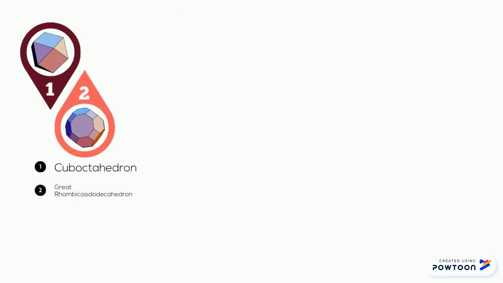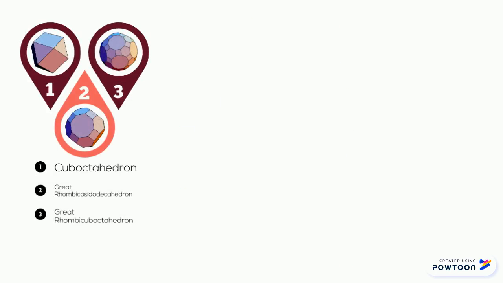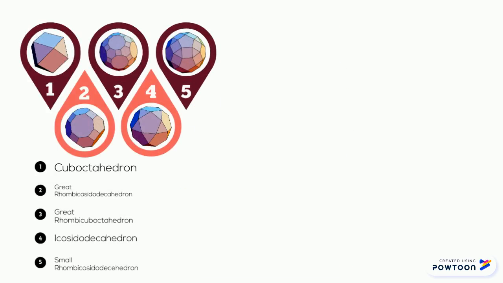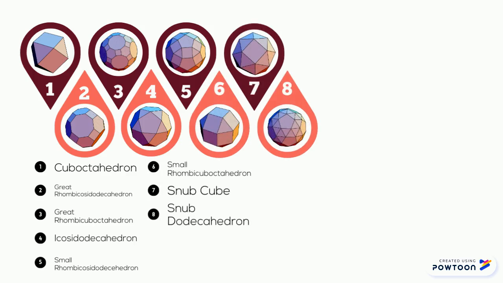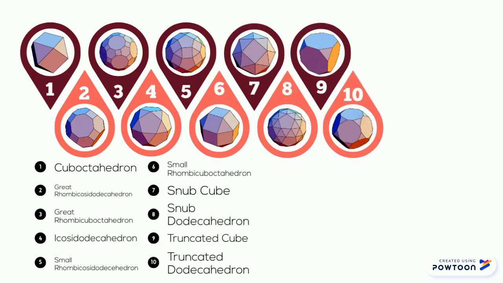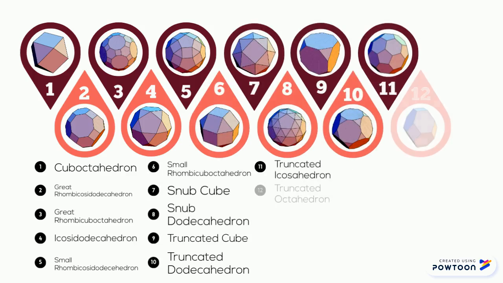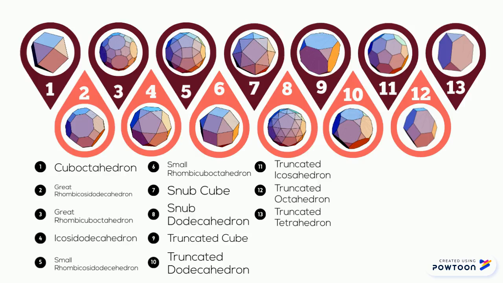Archimedean solids include cuboctahedron, great rhombicosidodecahedron, great rhombicuboctahedron, icosidodecahedron, small rhombicosidodecahedron, small rhombicuboctahedron, snub cube, snub dodecahedron, truncated cube, truncated dodecahedron, truncated icosahedron, truncated octahedron, and truncated tetrahedron.